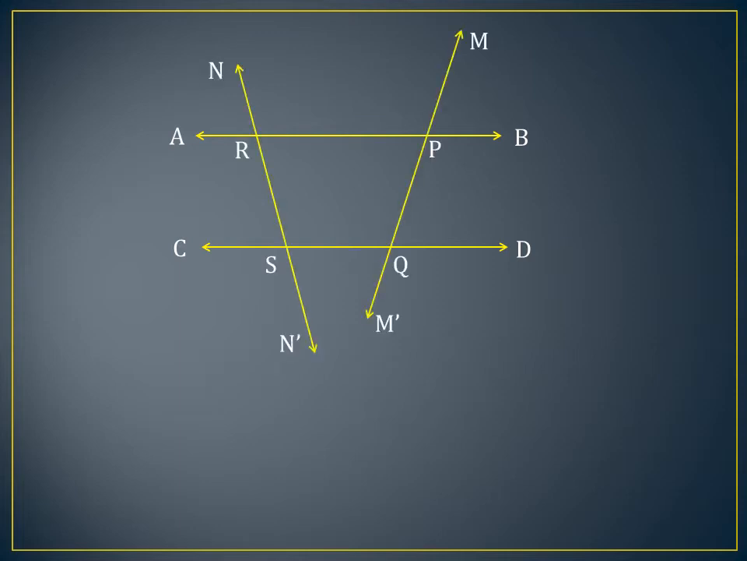Hi guys, today let's understand the different angles which are formed when a transversal intersects two parallel lines. So what is a transversal? Any line which cuts a given set of lines is known as a transversal. If we look at the diagram, AB and CD are two parallel lines, and MM dash as well as NN dash are our two transversals.